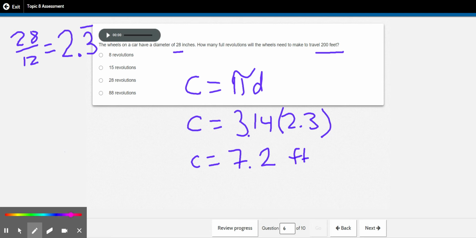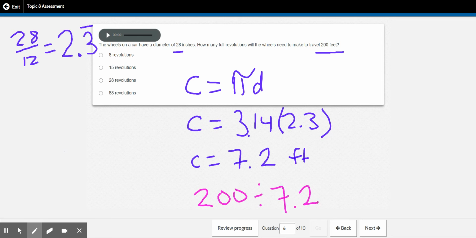Our last step is to divide. I took you pretty far in this problem, so you should get it correct. And then you're going to get your answer. But remember, it needs to be at least 200 feet. So wink, wink, you're just going to round up. And then there's your answer.